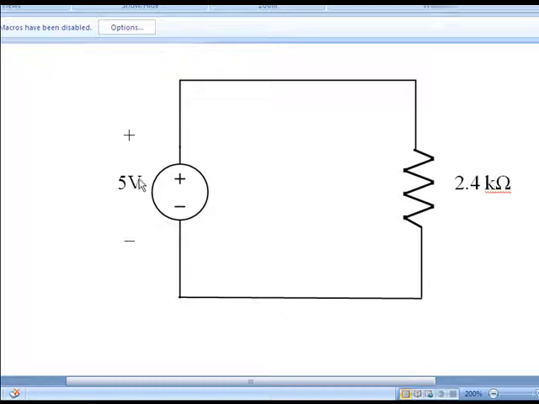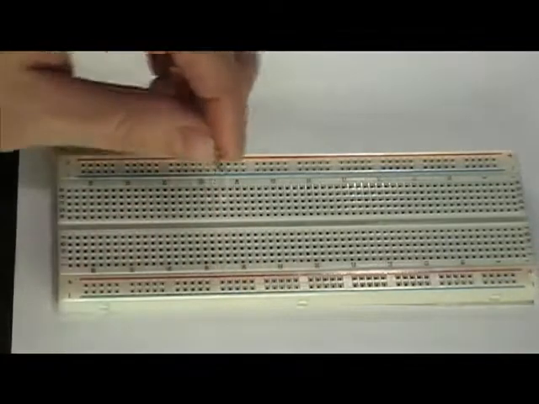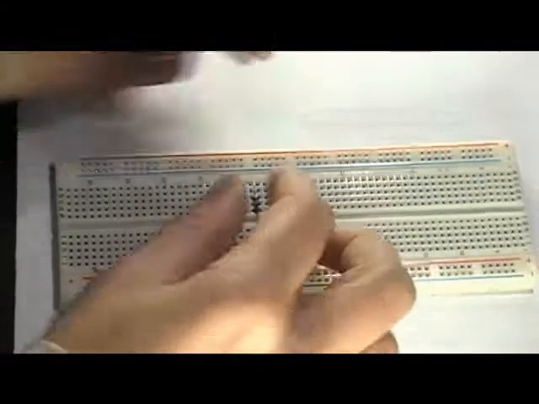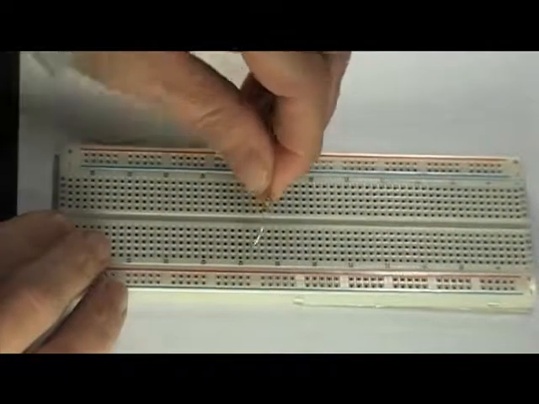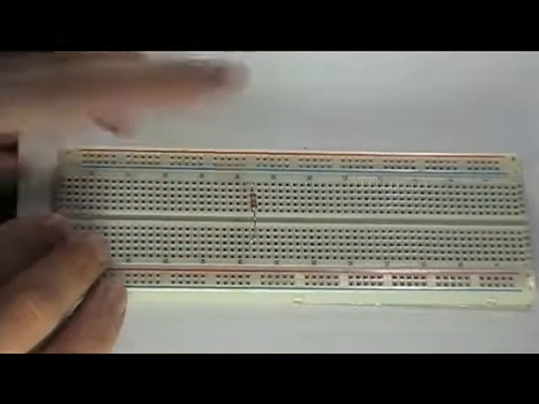We are going to build a simple circuit which consists of a 5 volts power supply and a 2.4 kilo-ohm resistor. They are connected in series. So firstly, we are going to use a breadboard to build our circuit. We pick up a 2.4 kilo-ohm resistor and place the two ends of the resistor across the bridge on the breadboard. Notice the holes across the bridge are not connected together.